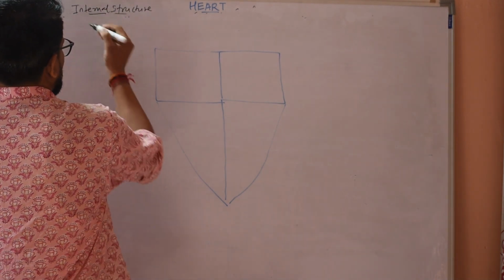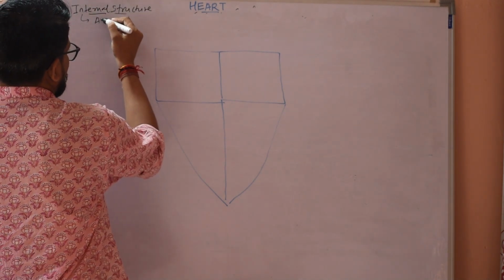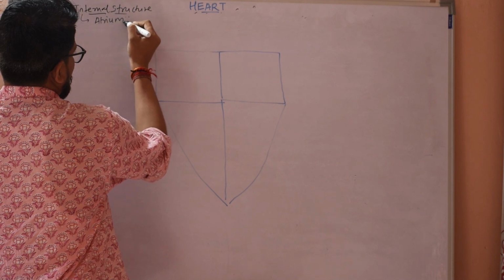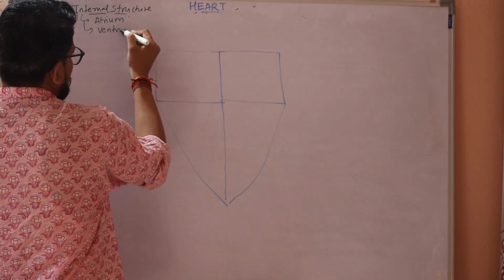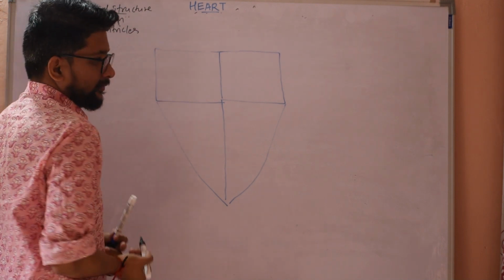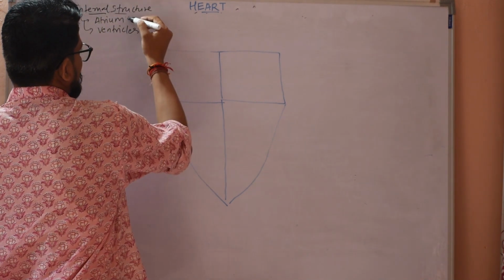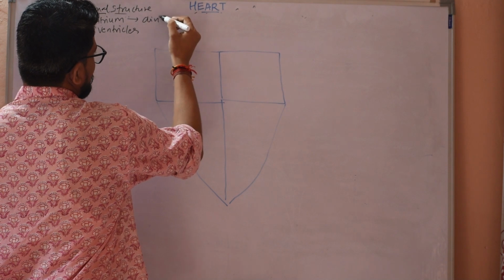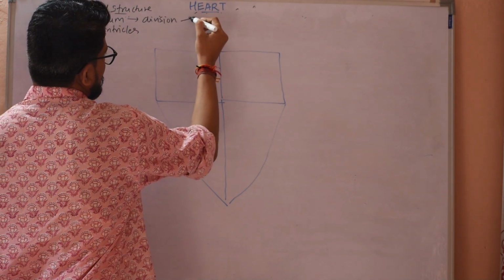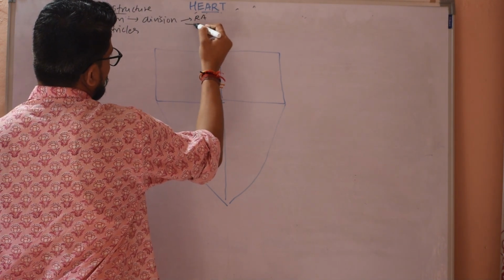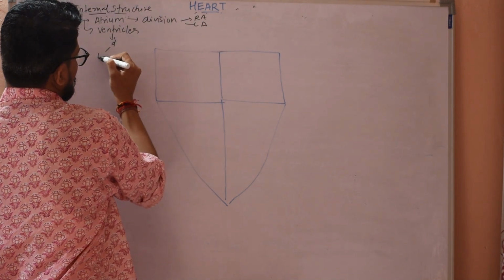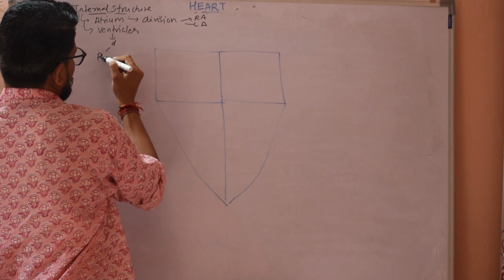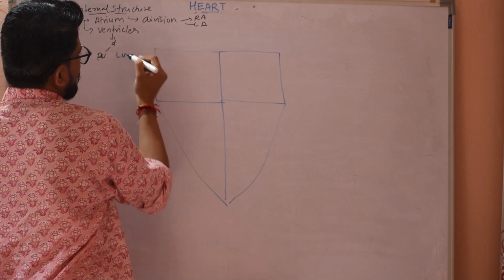External structure of heart में हम सबसे पहली बात तो mention करेंगे atrium के बारे में and second ventricles के बारे में. This is the first part. After that इनके division के बारे में, इनके division यानी right atrium और left atrium. Next ventricles के division के बारे में, right ventricle and left ventricle.